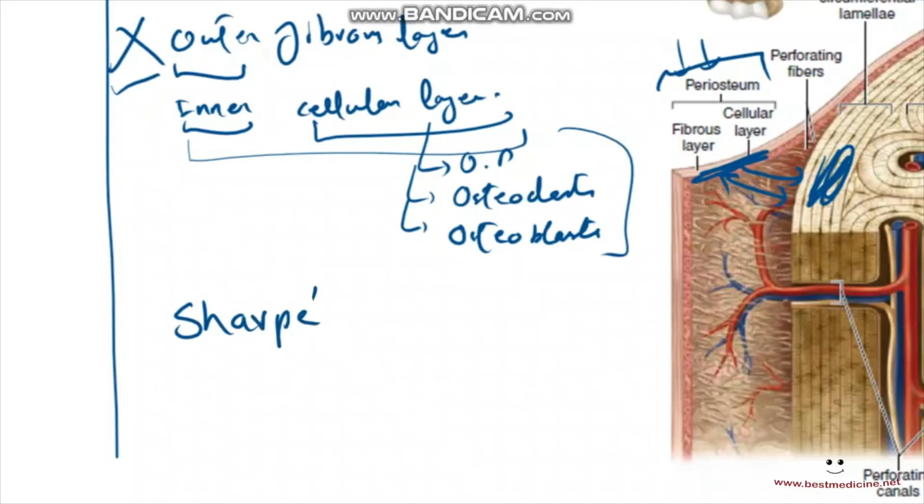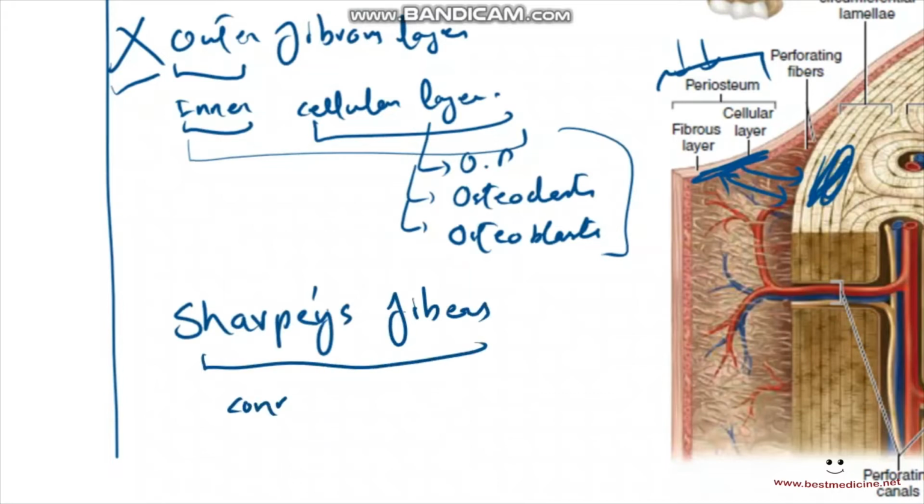Remember the name: Sharpey's fibers. They are basically connective tissue collagen type 1 fibers that perforate into the compact bone, insert themselves into the compact bone, and help the very strong attachment of the periosteum with the compact bone.